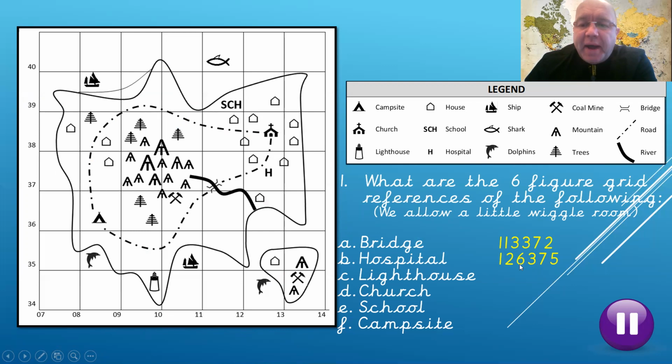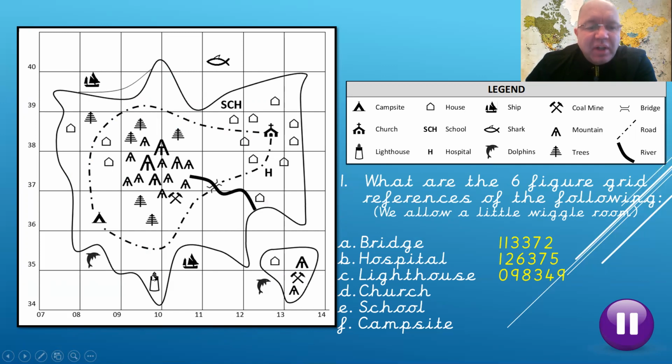You might be 1 up or down on the 6 or 1 up or down on the 5. That's okay. What about the lighthouse? The lighthouse, I think, is 098. So 09, and it's most of the way up, so about 8. So 098 and then 349.